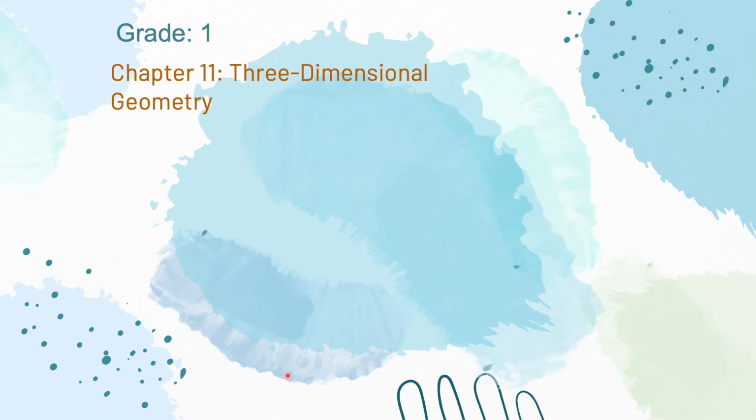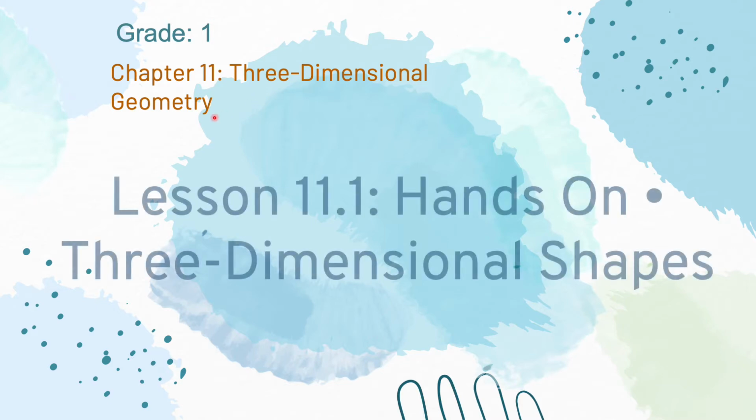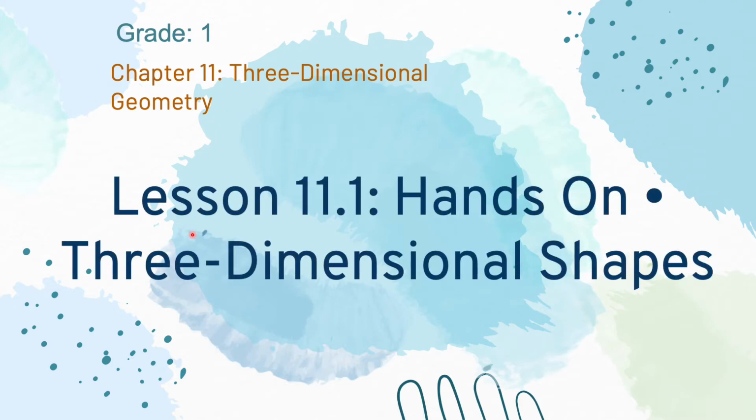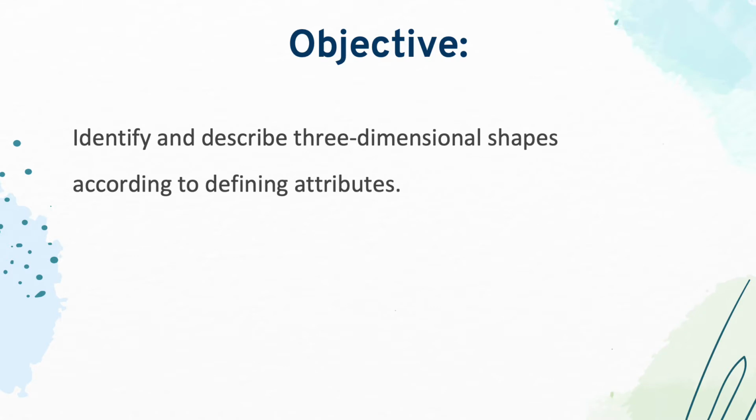Today we are going to start chapter 11, which is 3-dimensional geometry. We are starting with lesson 11.1, which is hands-on 3-dimensional shapes. And the pages that we are going to cover start from page 633 till page 637. Let's look at the objective of our lesson. It is to identify and describe three-dimensional shapes according to defining attributes.